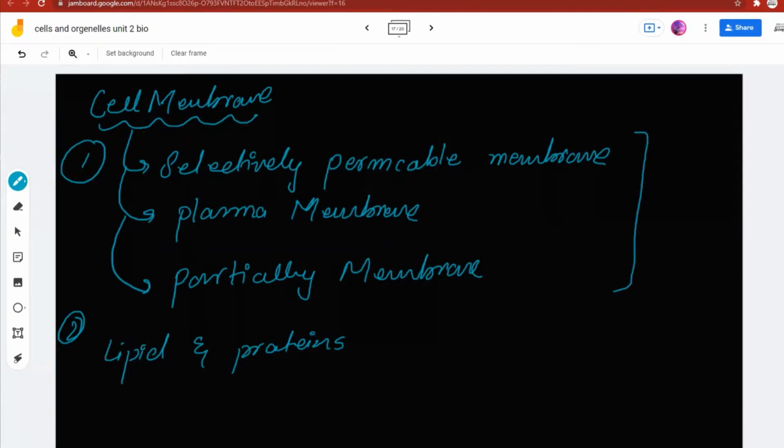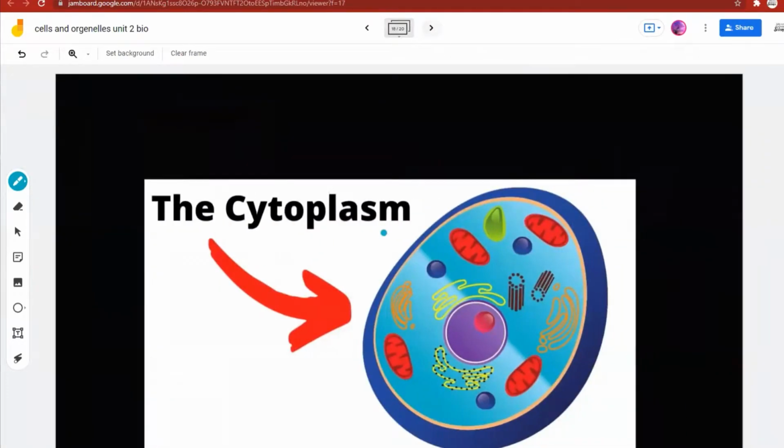The next thing we're going to talk about: all the humans in this world need an area to live, which is Earth. Do you all believe that? In the same way, all the tiny structures present inside the cell also need an area to live on, and the name of that area is cytoplasm. Do you know the cytoplasm?